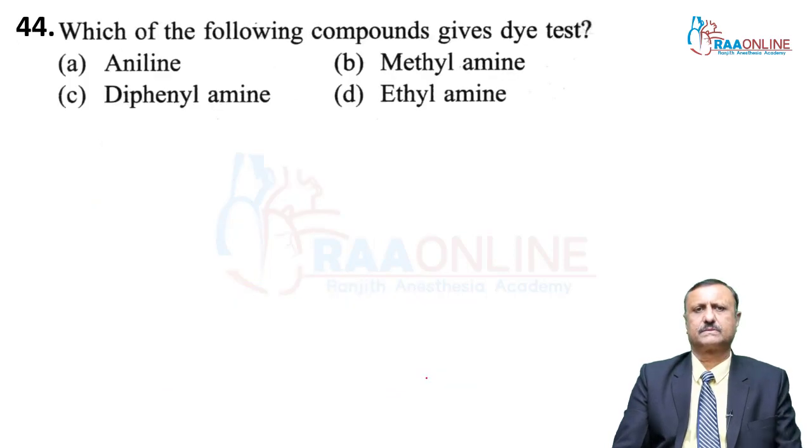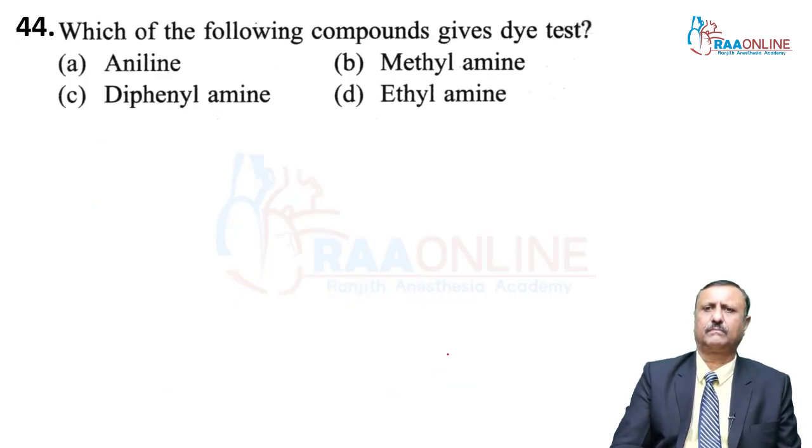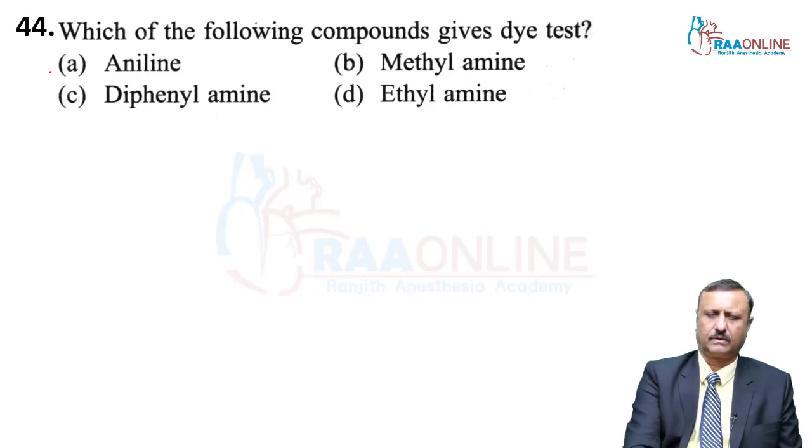Here my dear students, we can go to question number 44. Which of the following compounds gives the dye test? It's a very simple question. You can go to the aniline. Aniline always gives the dye test. When aniline is converted into benzene diazonium chloride and it reacts with phenol, it gives an orange red dye. The reaction is that.